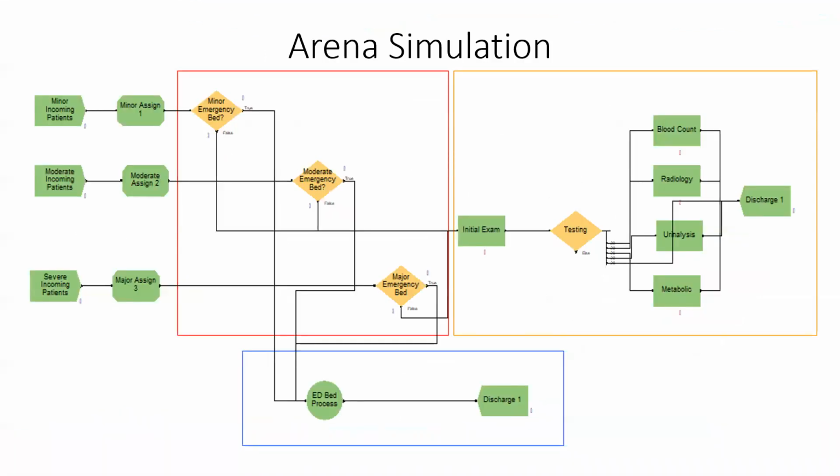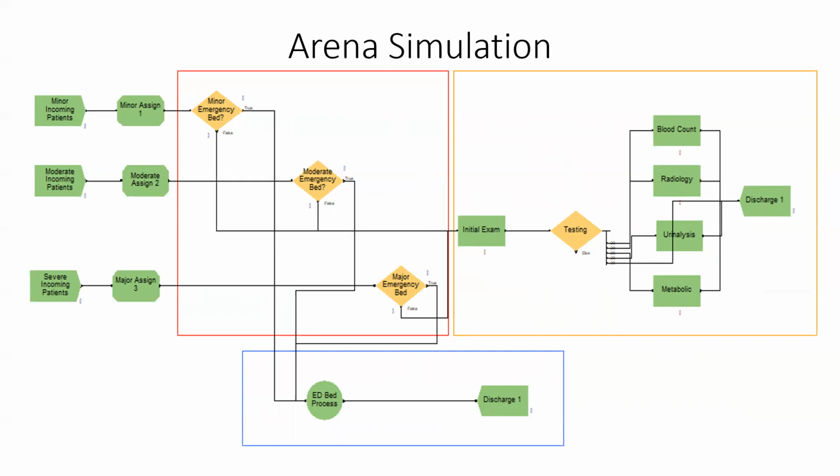This is a screenshot of my ARENA simulation for the emergency room. I simulated the check-in process by showing 3 different groups of incoming patients. So we have minor, moderate, and severe, and that dictates the probability of them needing an emergency bed right away, which is dictated by the red square. They each have their individual probability nodes of whether they immediately go to an emergency bed and then get discharged. That's dictated by the blue square.